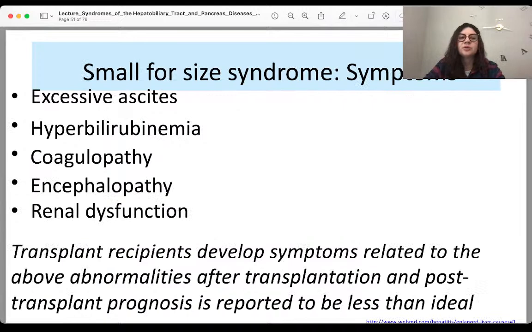Symptoms of this syndrome. It is excessive ascites, hyperbilirubinemia, coagulopathy, encephalopathy, and renal dysfunction. What more I want to talk about it. The transplant recipients develop symptoms related to the above abnormalities after transplantation, and post-transplant prognosis is reported to be less than ideal. It's not very good.